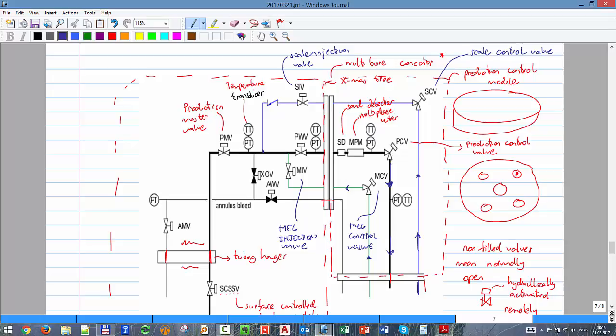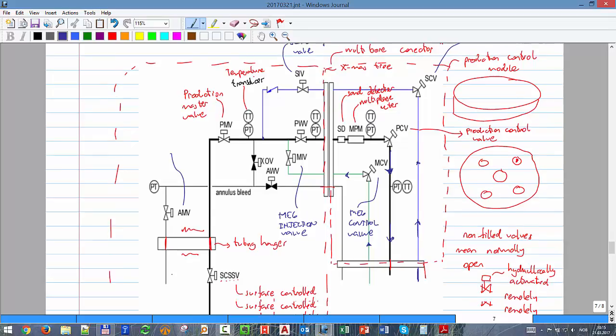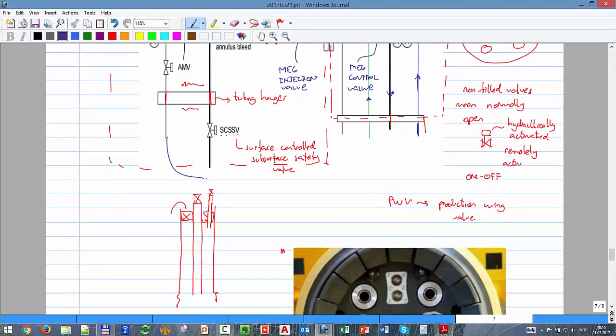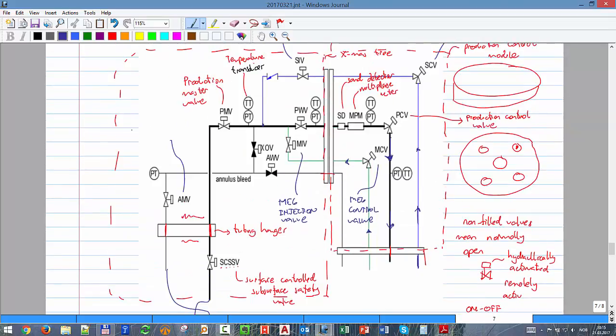Now this one is connecting the annulus. That pipe is actually this pipe, and that pipe is actually this pipe. So this is the annular master valve, the annular wing valve, and that's the crossover valve.